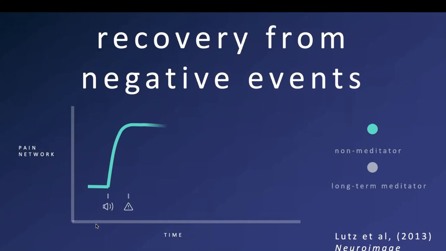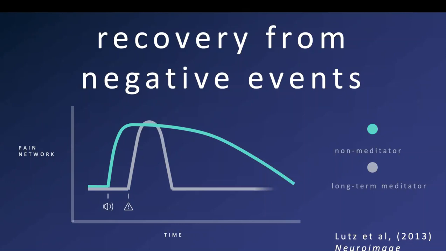Now let's see what happens with the long-term meditators. They hear the tone come on telling them that in 10 seconds they're going to get zapped with this pain. Nothing happens. Absolutely nothing. Then when the pain comes on, they show a huge response. Actually, in certain areas of the brain, it's even stronger, the sensory areas. They're totally open. And then immediately when the pain goes off, they come right back down to baseline. This is the neural signature of resilience. And this is something that develops with insight.